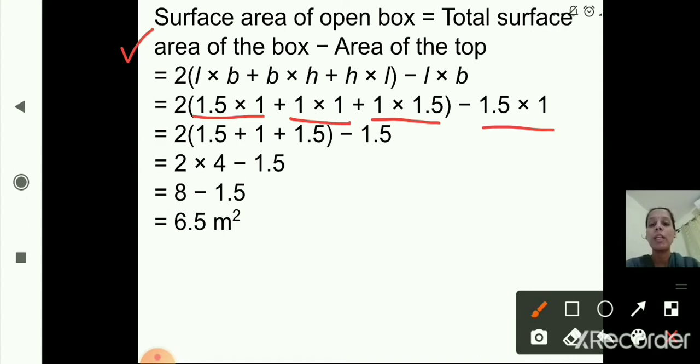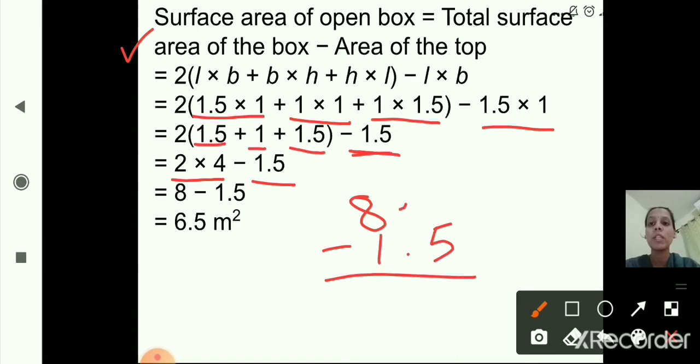Okay, now do the multiplication. 1.5 multiplied by 1, that is 1.5. 1 multiplied by 1, 1 and 1.5 multiplied by 1, that is 1.5. Okay, and minus 1.5. Okay, now add this 1.5 plus 1 plus 1.5. 1.5 plus 1.5 is 3 plus 1, that is 4. So 2 multiplied by 4 minus 1.5 as it is. Now 2 into 4. 2 multiplied by 4 is 8. 2 4s are 8 minus 1.5. So 8 minus 1.5.